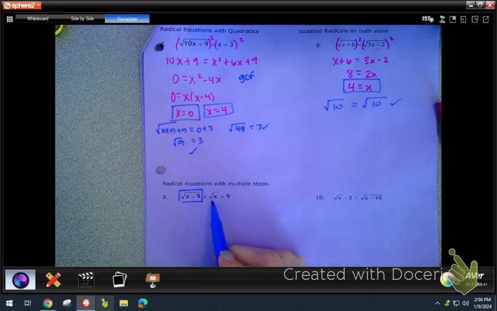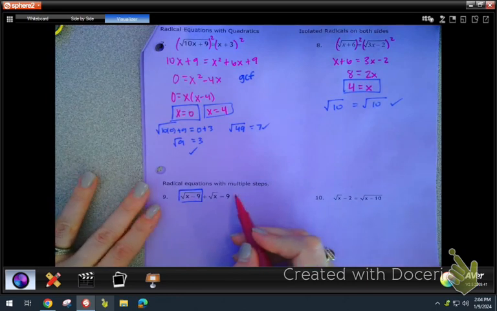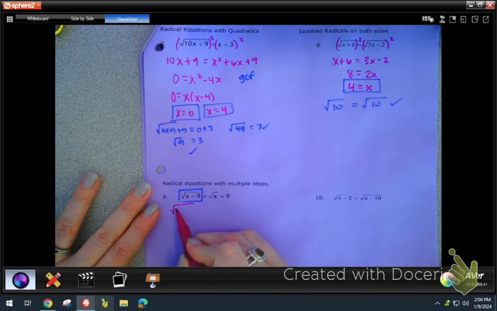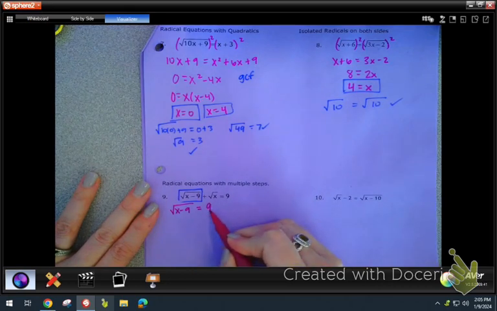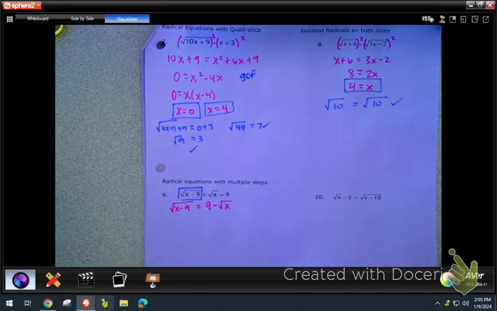So how do I move this square root x to get this thing I boxed all by itself? What am I going to do? Subtract it over, okay? So I'm going to have the square root of x minus 9 is equal to 9 minus the square root of x, okay? Not the only way you can do this, but again, I think it's easier. And I'm trying to save you a headache. All right, so get one of those radicals all by themselves.